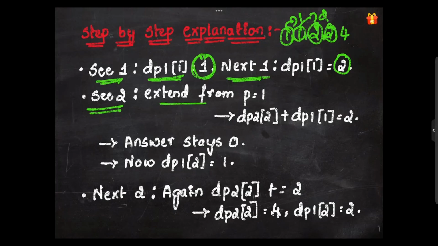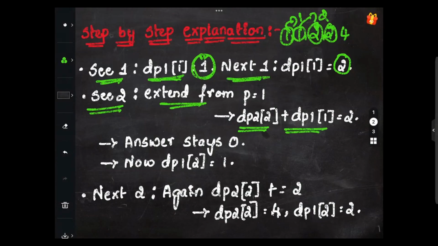So what we'll do, we'll extend from p equals 1. Quite obviously we'll extend from p equals 1. Now we'll be going with dp2 of 2 plus dp1 of 1. So accordingly with the approach, if you remember, I said one thing, theoretically, if you remember, right?